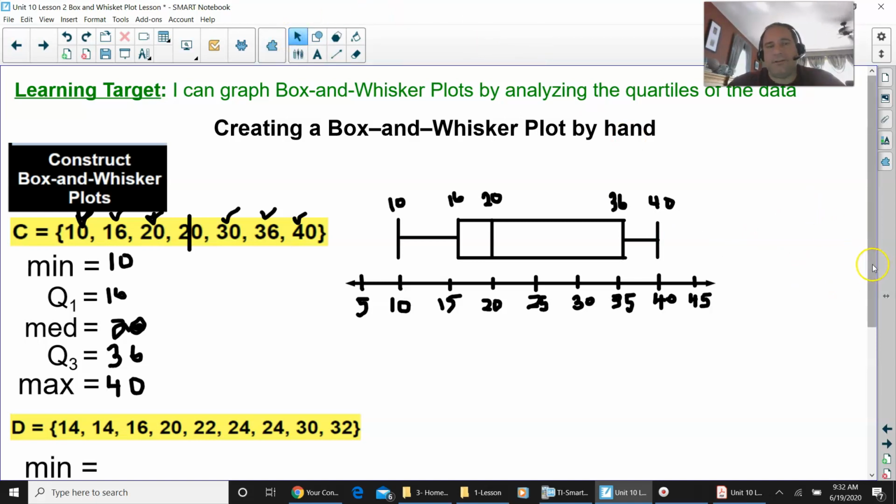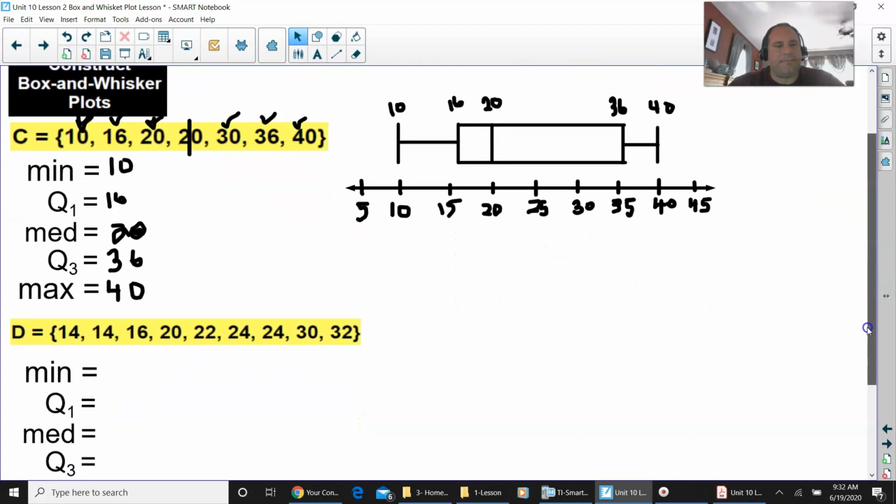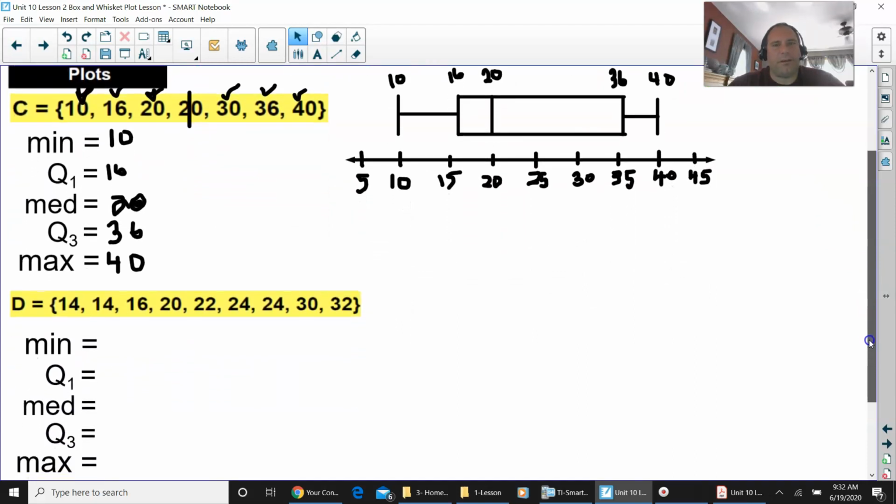Go ahead, see if you can do the same thing for D, and we'll go over those answers as soon as we come back. Press pause now.